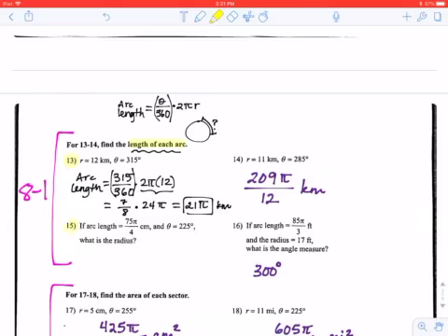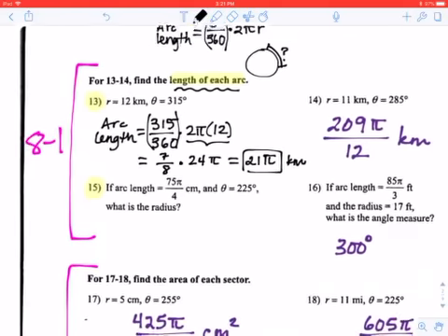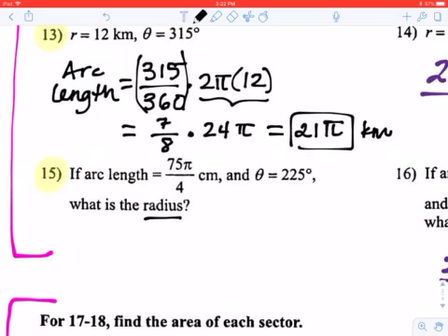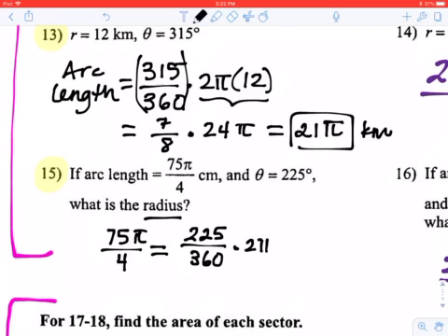Okay, so I don't have too many videos. This one is a little bit different. You're using the same formula, but now, what are we solving for? The radius. That's right, class. So I need to plug in what I know and then work backwards. So arc length is 75 pi over 4, and that equals, I'm just plugging and chugging, 225 over 360 times 2 pi r, because I don't know my radius.